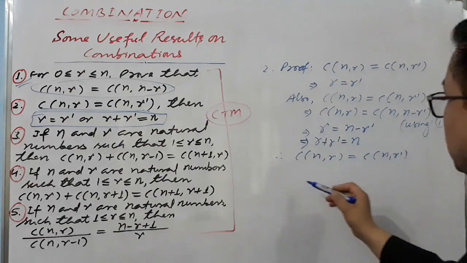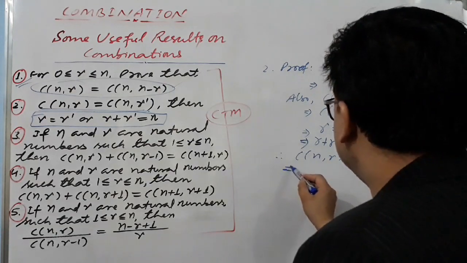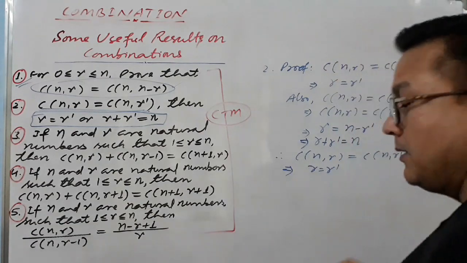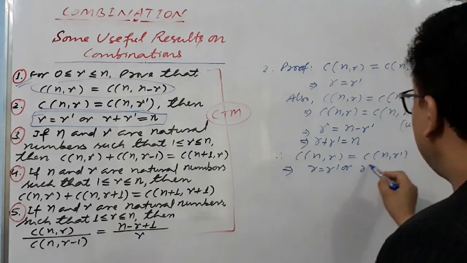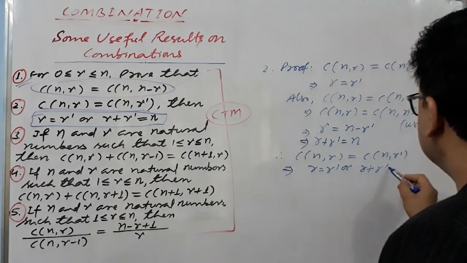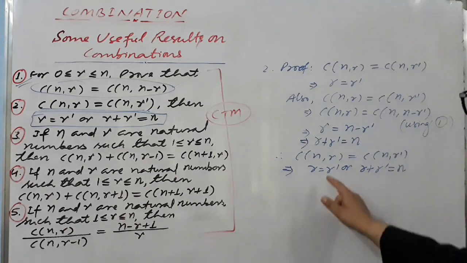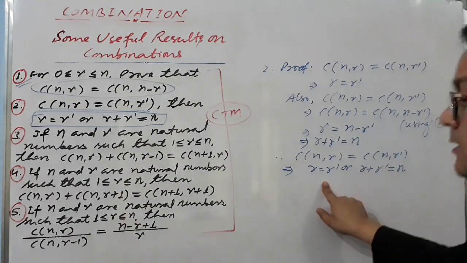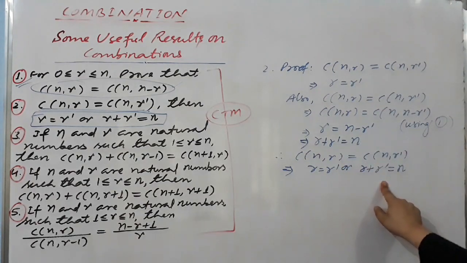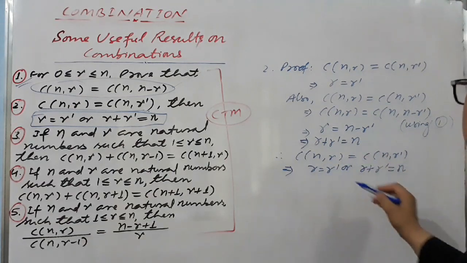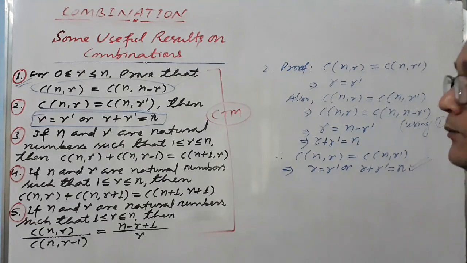If you have this one, you can write down, then implies either r is equal to r prime, or r plus r prime is equal to n. So one result you may get from here, right? Either you will have this one or this one. Now clear the second result also. So memorize this one also. Okay, so hence the proof.